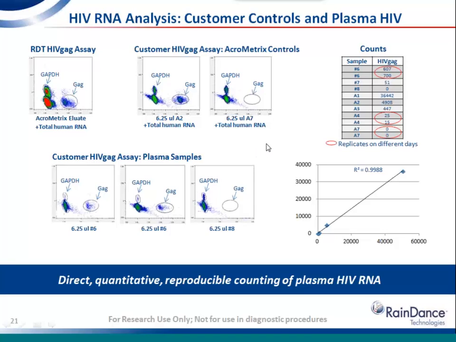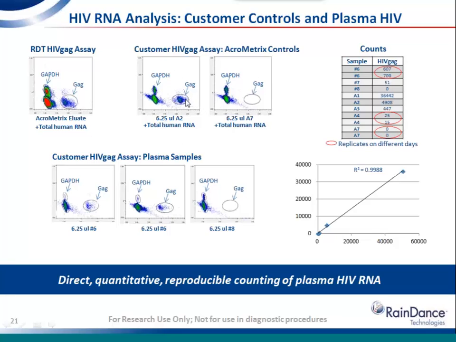Finally, this was tested with customer samples. The customer provided both the assay and the sample material. They also used an assay for HIV GAG. And for comparison, I'm showing the assay from the previous slide that was the RainDance assay pulled from the literature.